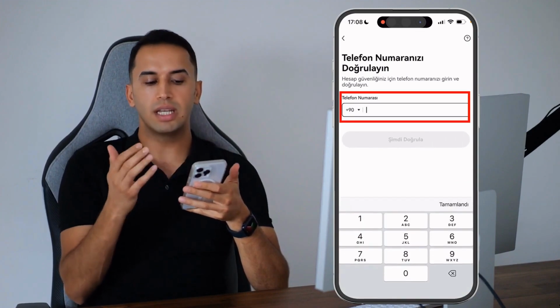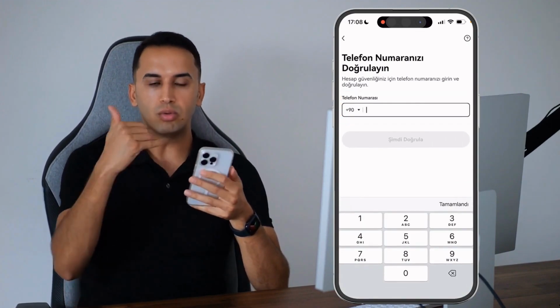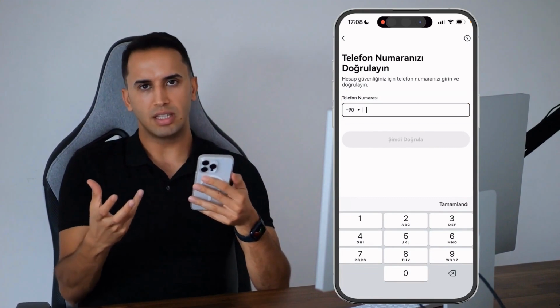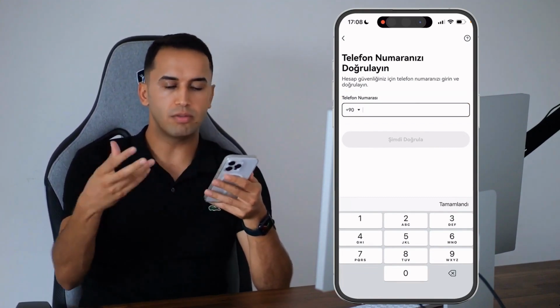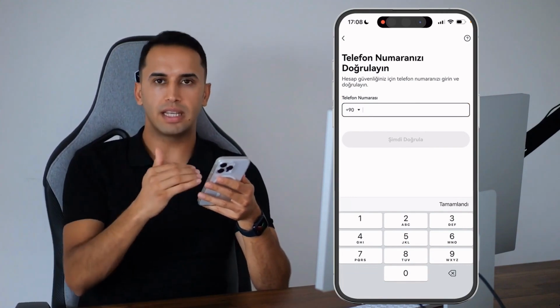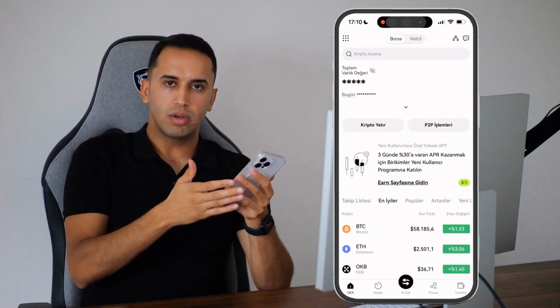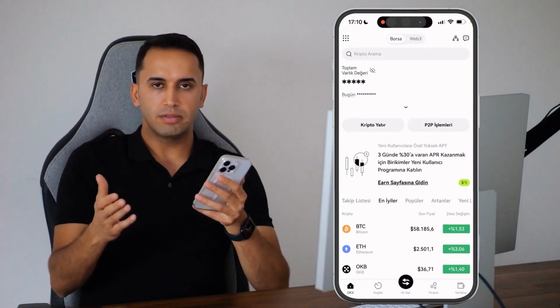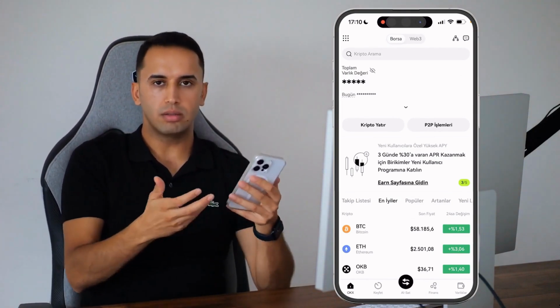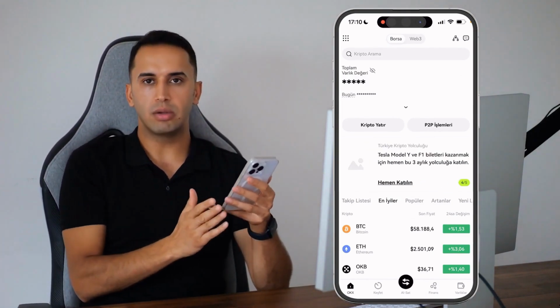It asks you to enter your phone number here. You enter your phone number and verify your account. Since I already have an account, I cannot verify it using the phone number. But that's all for now. You enter your phone number and verify your account. Now, we have also entered your phone number in the previous section. It prompted for a password. We logged in. Our account is open.